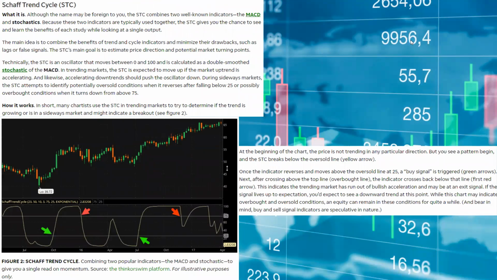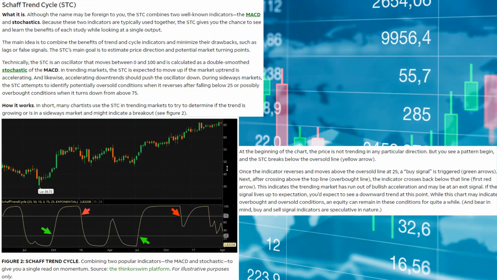Although the name may be foreign to you, the STC combines two well-known indicators, the MACD and the stochastics. Because these two indicators are typically used together, the STC gives you the chance to see and learn the benefits of each study while looking at a single output. The main idea is to combine the benefits of trend and cycle indicators and minimize their drawbacks, such as lags or false signals. The STC's main goal is to estimate the price prediction and potential market turning points.